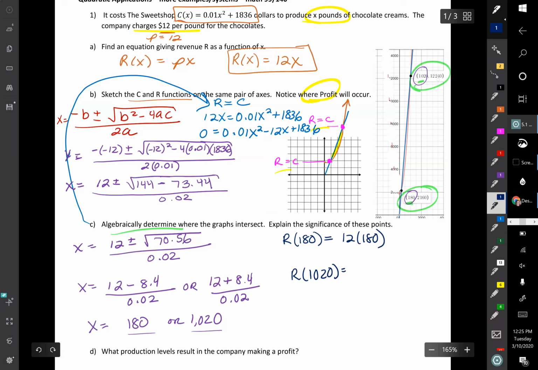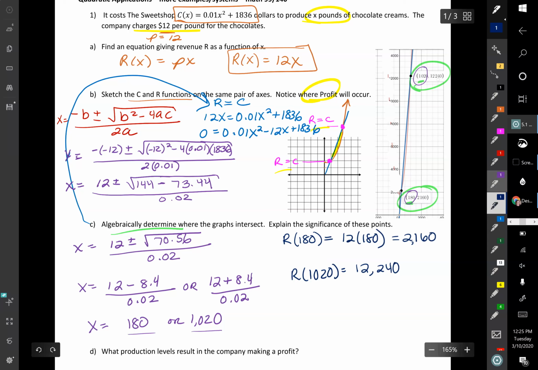12 times 180 is just going to give me 2160, and then the 1020 times 12 is going to give me 12,240. So that's going to be my actual y value, the revenue that I take in. But it's also the cost, because those are my break-even points.